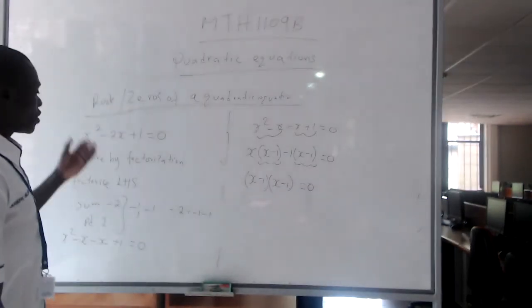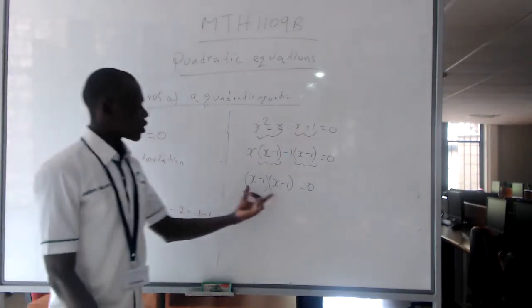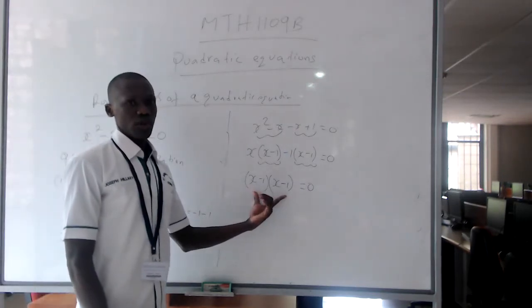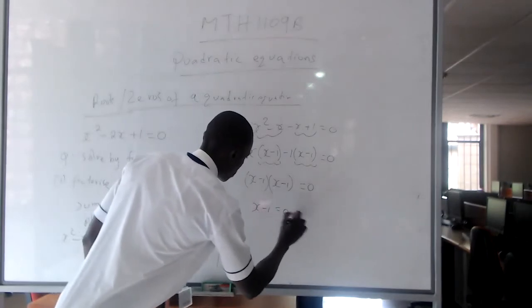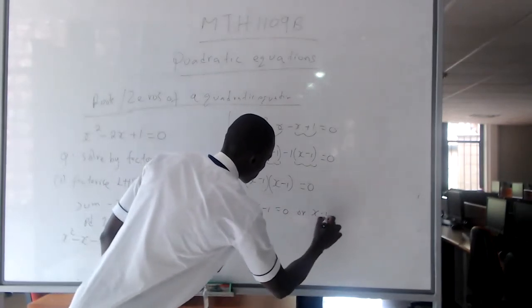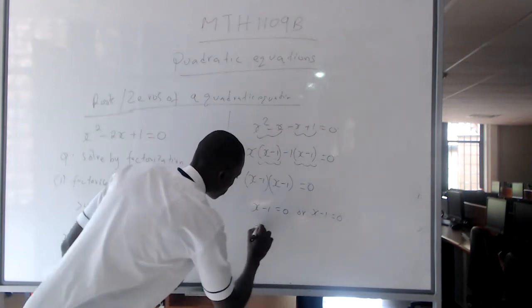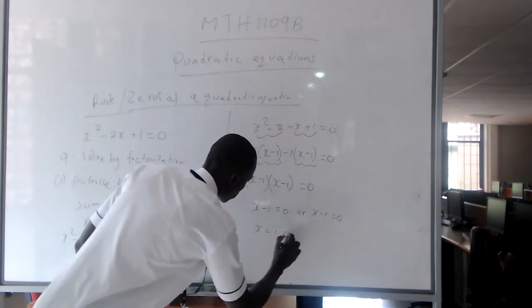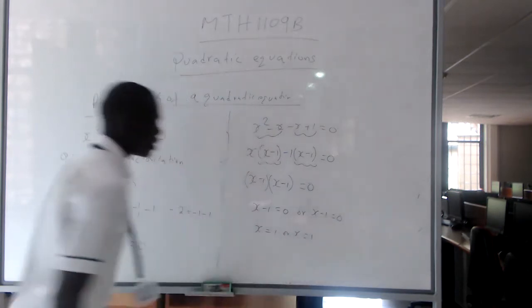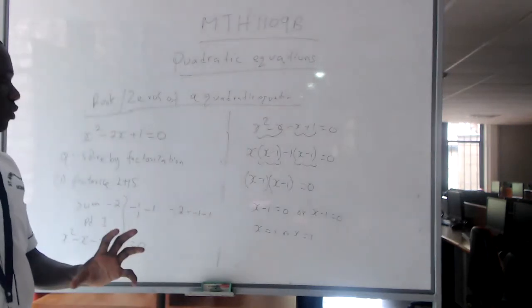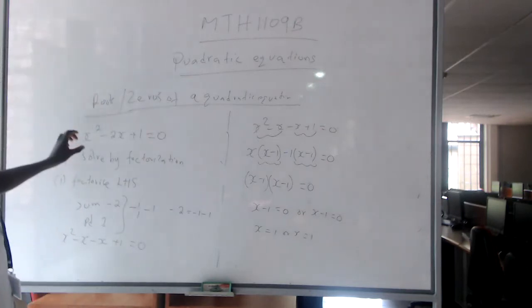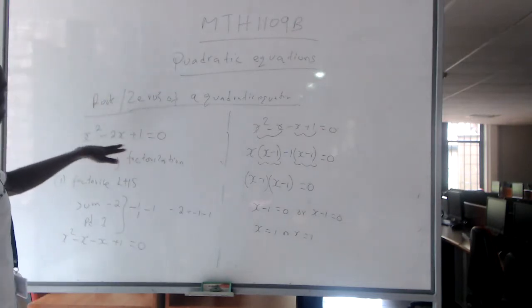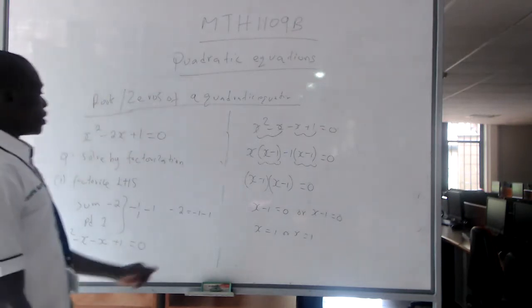So by the property of real numbers, this product can be 0 if and only if one of these terms is 0. So either x minus 1 is 0 or x minus 1 is 0, which tells you that x is 1 or x is 1. So in this case, you have repeated roots, 1 and 1. This tells you that the solution to this expression is 1.